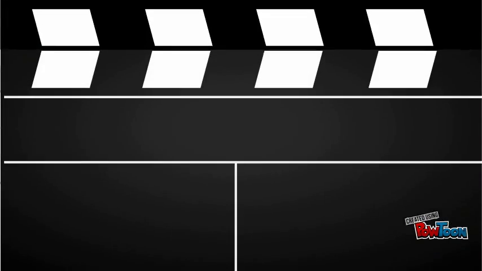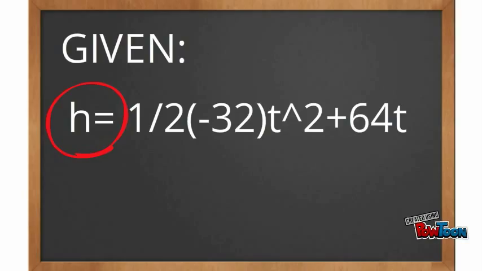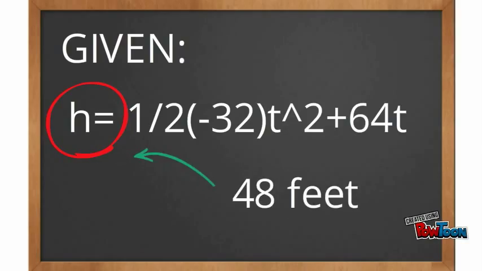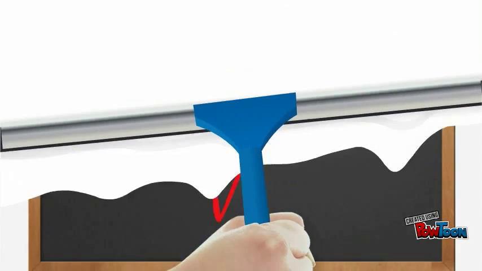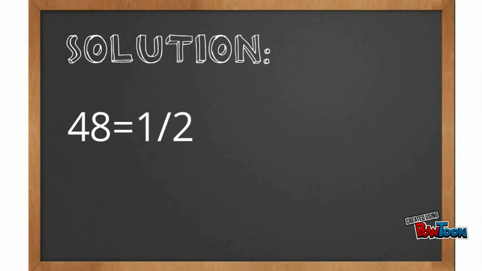Now how did we arrive at this? By the process of substitution, we substitute h, a given formula, to another given, 48 feet. That's why this is the equation. Next step is the solution.